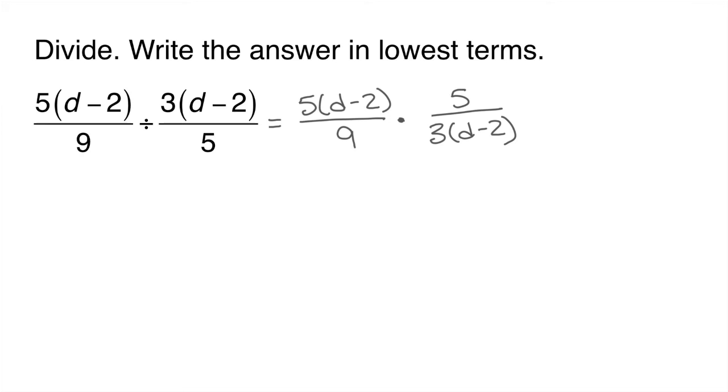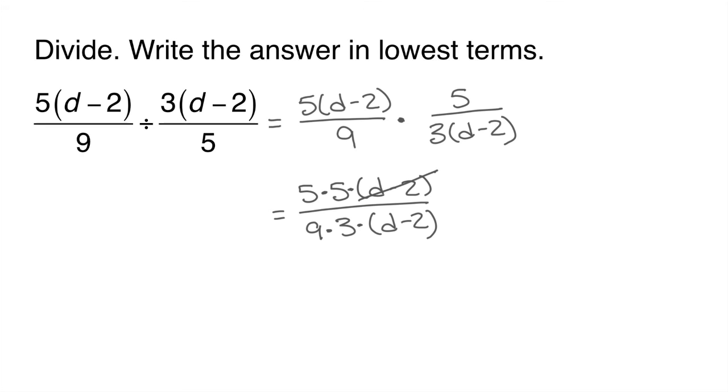Multiplying the numerators and denominators, we have 5 times 5 times (d − 2) in the numerator, and in the denominator, we have 9 times 3 times (d − 2). Now we divide out any common factors before we simplify. We have a common factor of d − 2 in the numerator and denominator that we can divide out, and so we're left with (5 times 5)/(9 times 3).